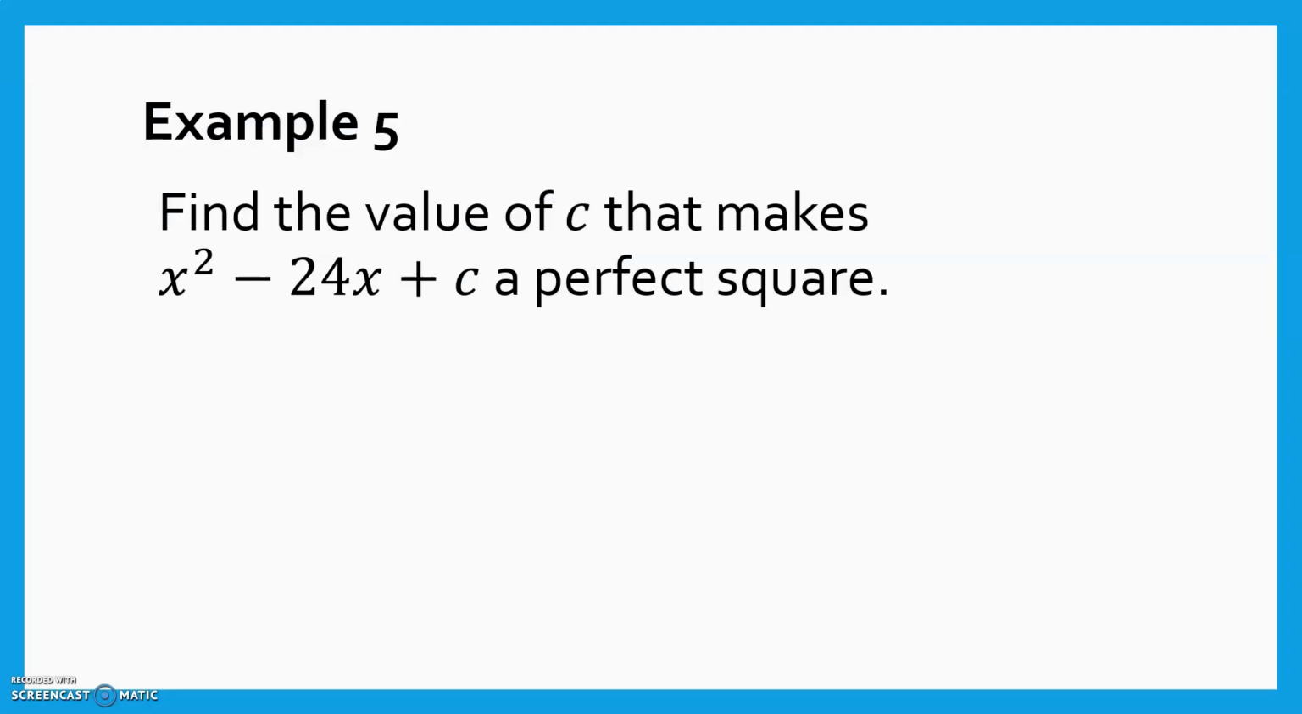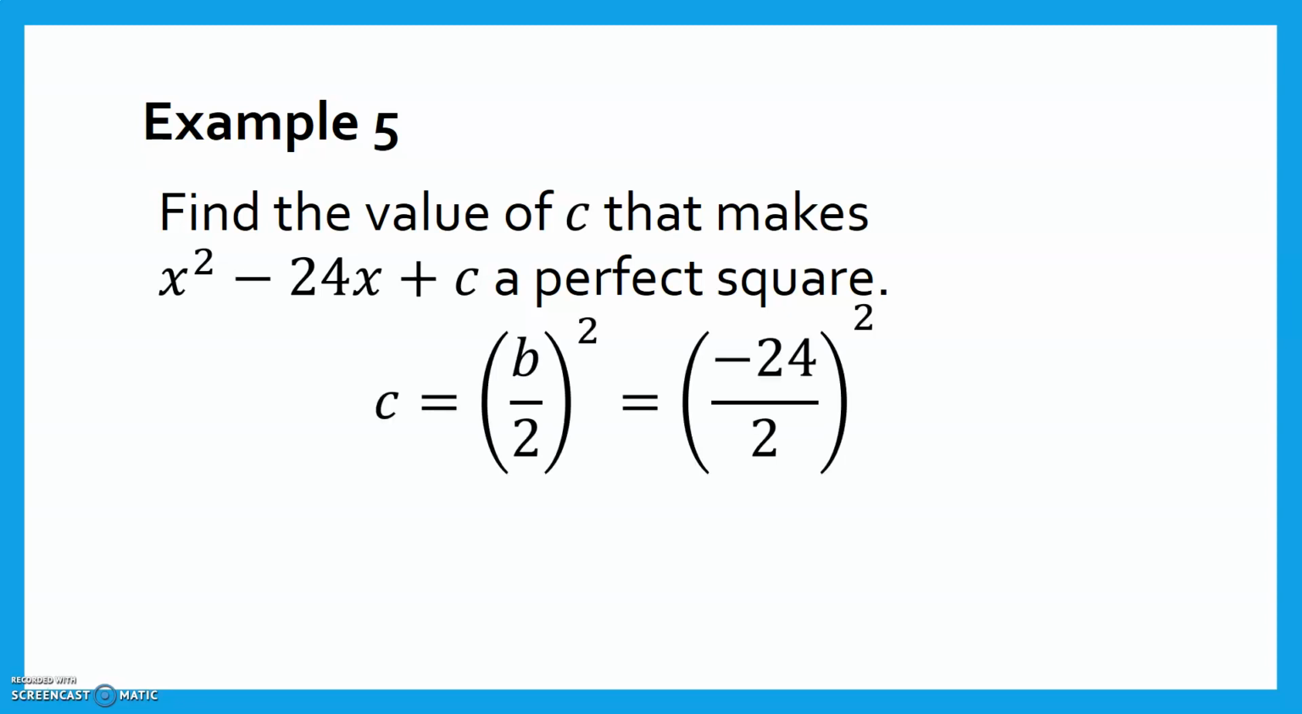Okay, example 5. Find the value of c that makes x squared minus 24x plus c a perfect square. Well, b is negative 24, and I know c equals (b divided by 2) squared. So I have negative 24 divided by 2, squared. Negative 24 divided by 2 is negative 12. So c equals negative 12 squared. That's negative 12 times negative 12. Again, be careful if you put that in your calculator, it has to have parentheses around it. And you get c equals 144.